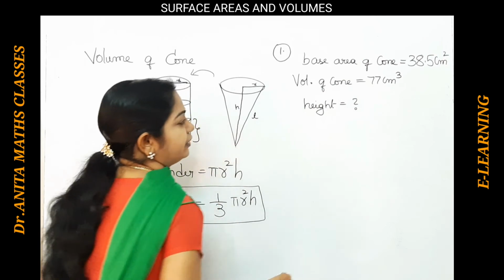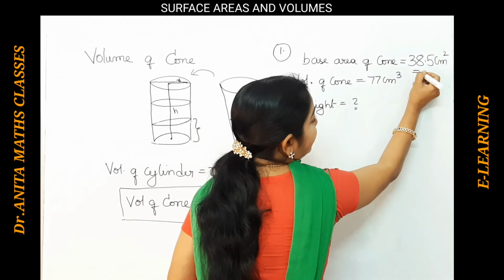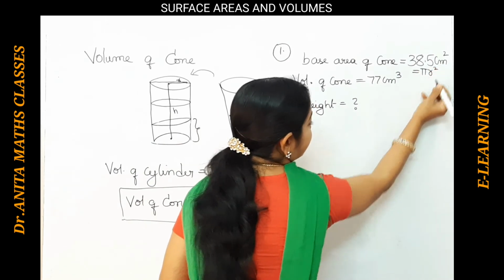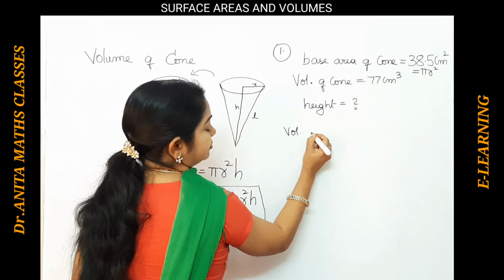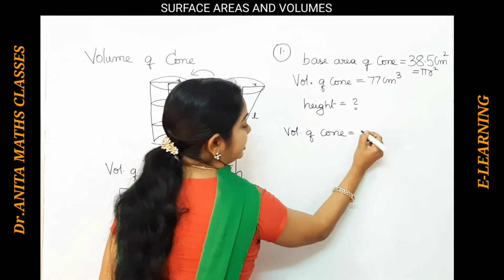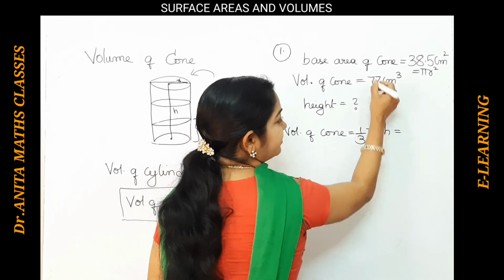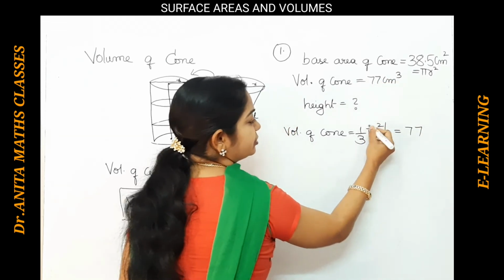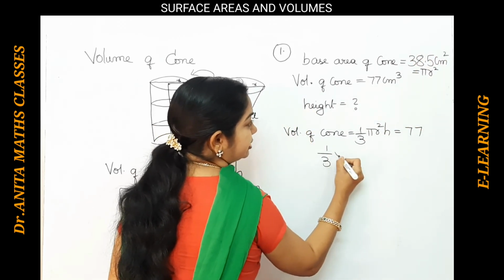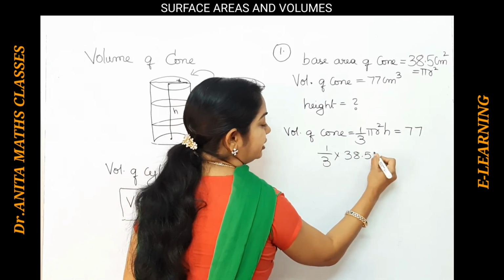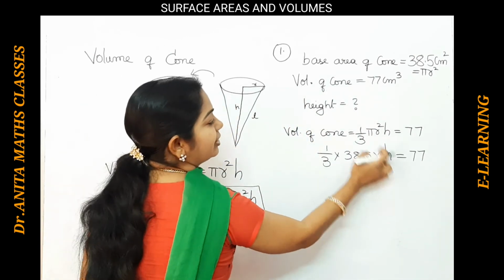So how do we calculate? We know the base area of the cone. This is 38.5, but we know the formula for the circle, pi r square. Pi r square is equal to 38.5, and the volume of the cone is 1/3 the volume of the cylinder. So this is given as 77. So we will substitute here: in place of pi r square, we will substitute 38.5. So 1/3 into 38.5 into h, which we have to find out, is equal to 77. So the unknown value is h here.